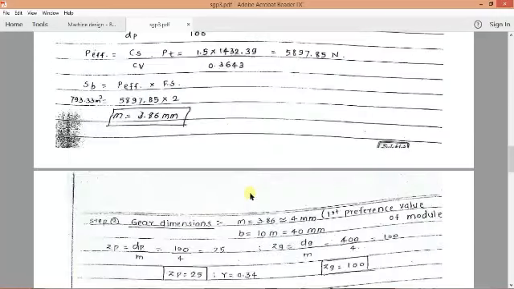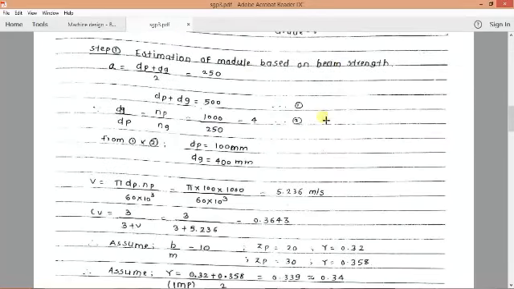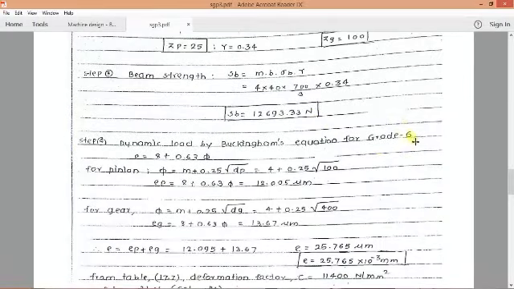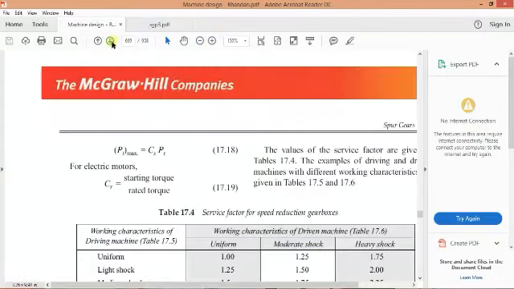So once we get the SB, we are going to calculate the dynamic load by Buckingham equation for grade 6. It is given that we assume the gears are manufactured to meet the requirements of grade 6, and we calculate the dynamic load by Buckingham equation. For that purpose, as they mentioned specially that the gear is manufactured with grade 6, we have to take a formula for calculating the error, that is E is equal to 8 plus 0.635. This is a formula again we have taken from the tables which are given in the Bhandari.